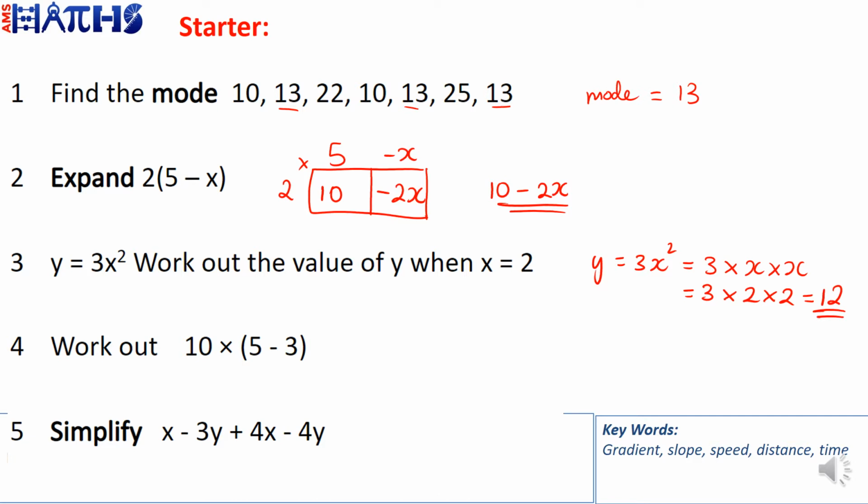Our next question says work out 10 times 5 minus 3, so we'll have to work out our brackets first. 5 minus 3 will give us 2, and then we can do 10 times 2, which is equal to 20.